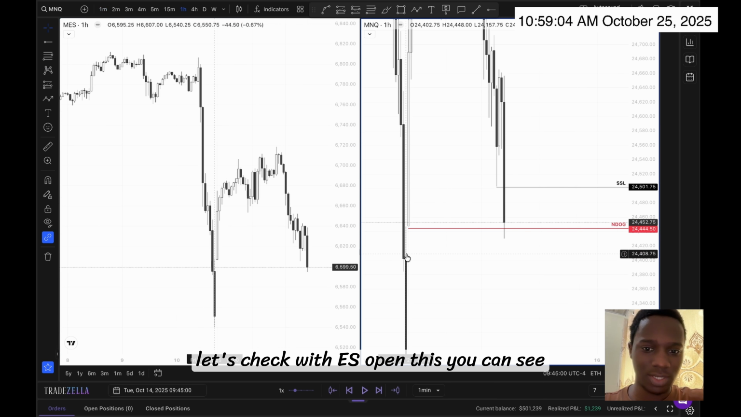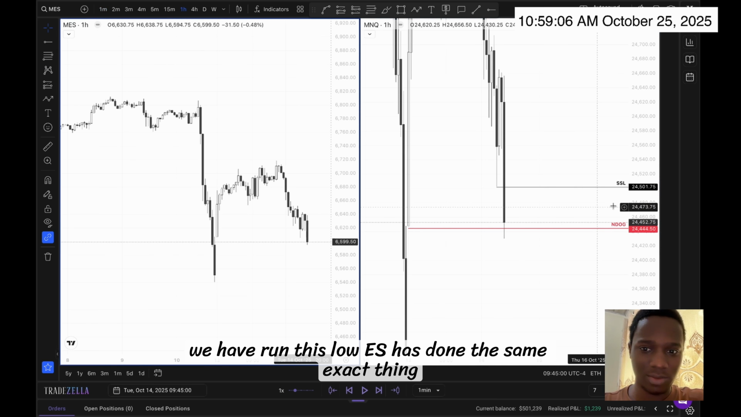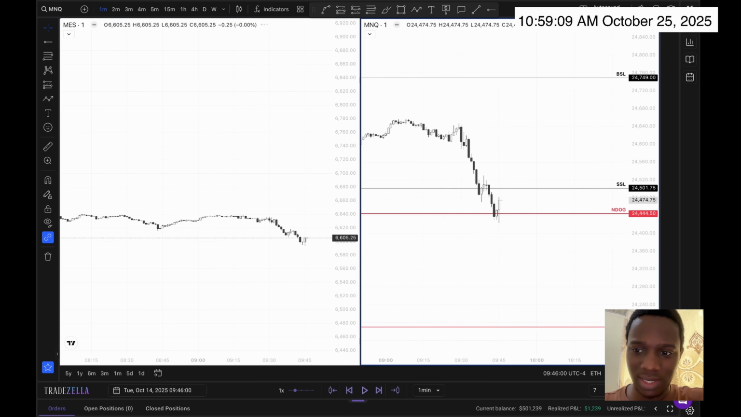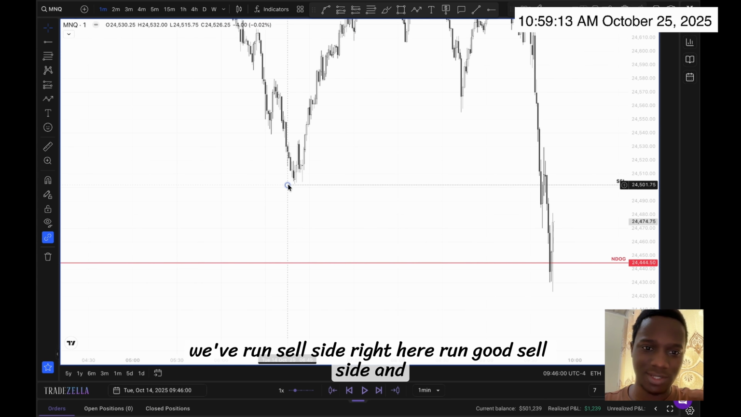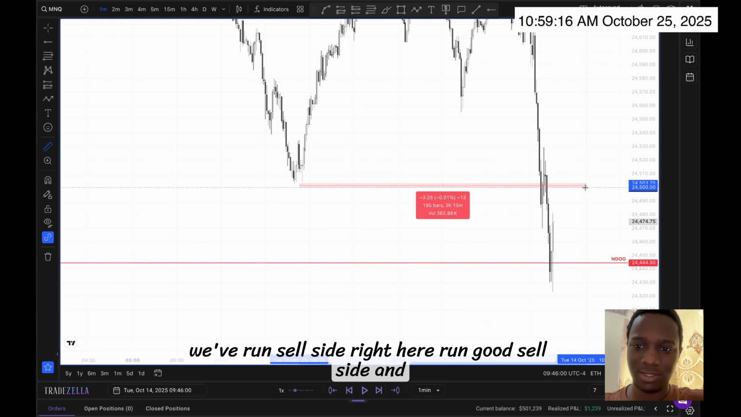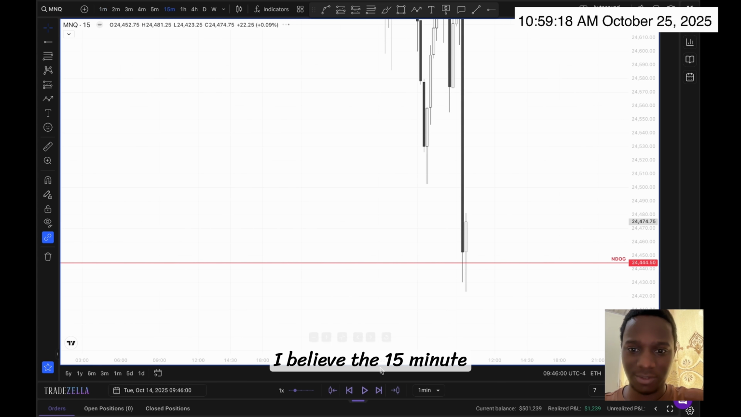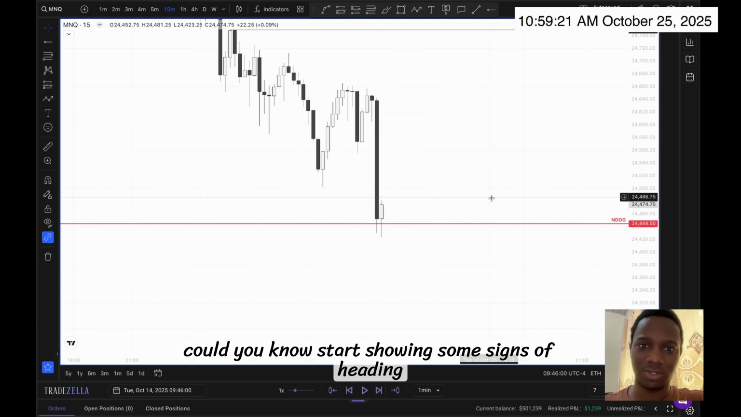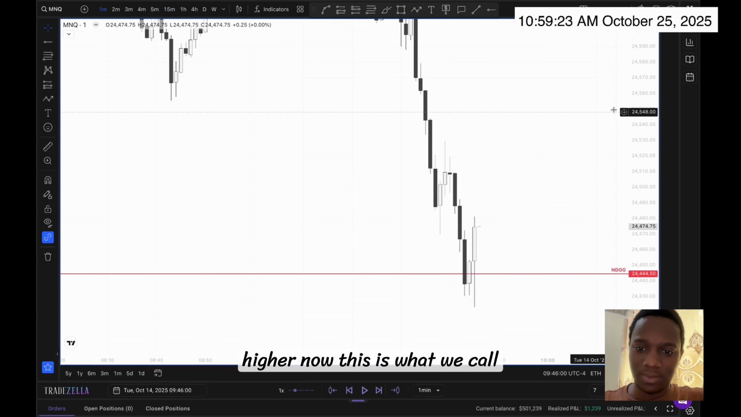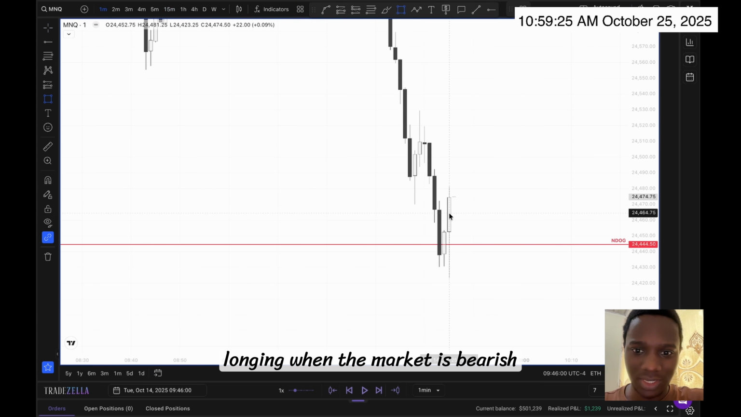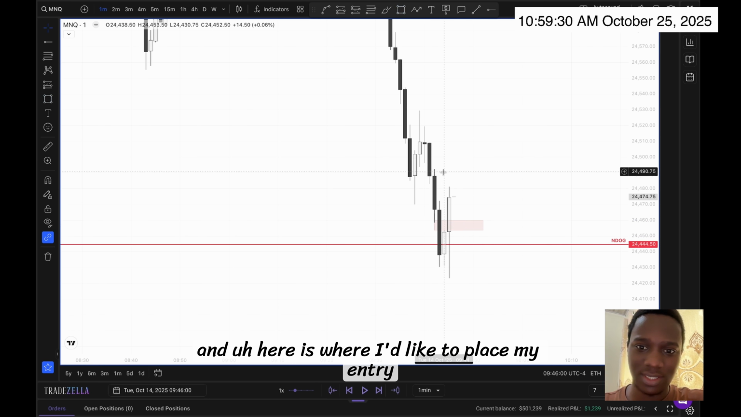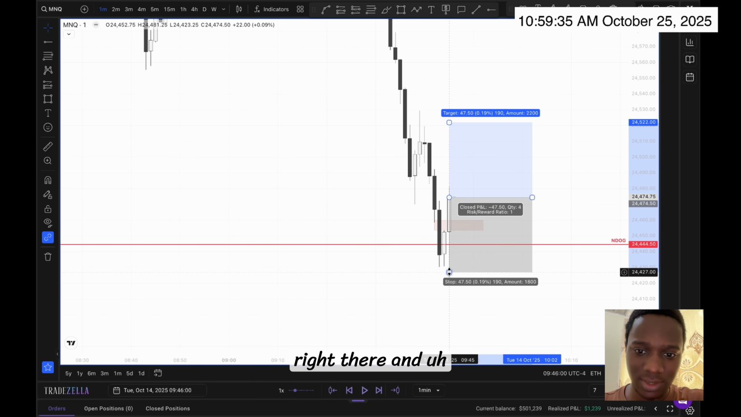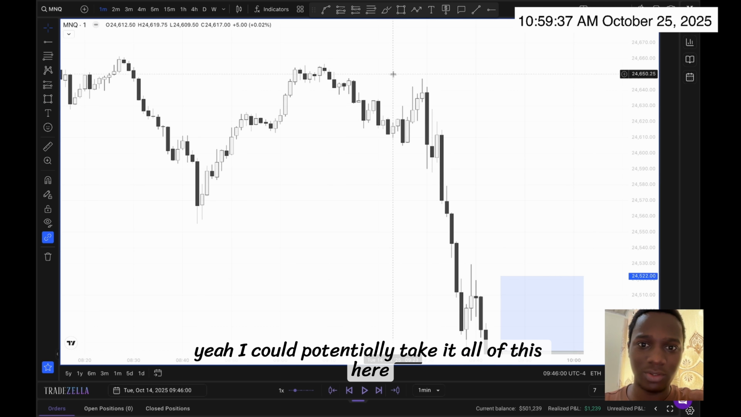All right, open this, you can see we have run this low. ES has done the same exact thing, and so that means first thing, we are in a POI. We've run sell side right here, run good sell side, and I believe the 15-minute could start showing some signs of heading higher. Now this is what we call longing when the market is bearish. So you get the inversion right there, and here is where I'd like to place my entry, and I could potentially target all of this here.